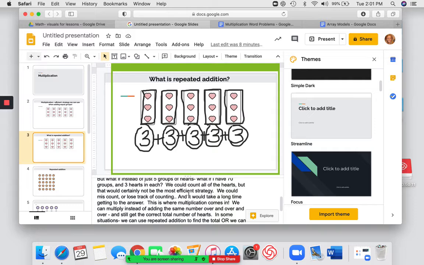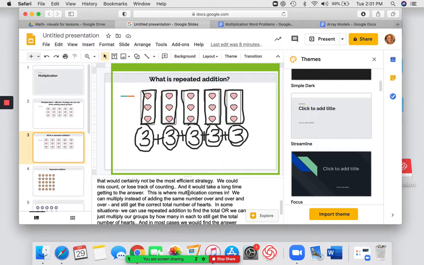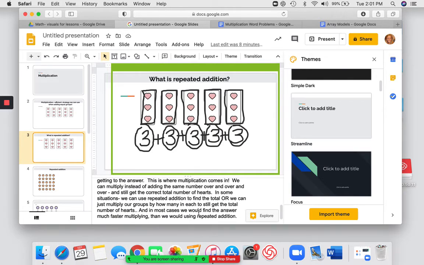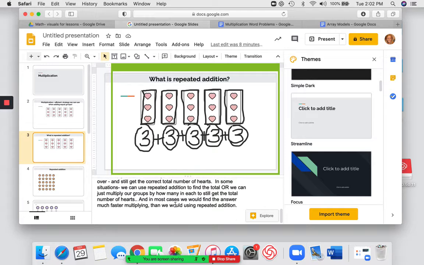We can multiply instead of adding the same number or using repeated addition and still get to the correct total number of hearts. In some situations, we can use repeated addition to find the total, or we can just multiply our groups by how many in each, and we'll still get the total number of hearts. And in that case, we're being more efficient because we're getting to an answer quickly and we're getting it correct.